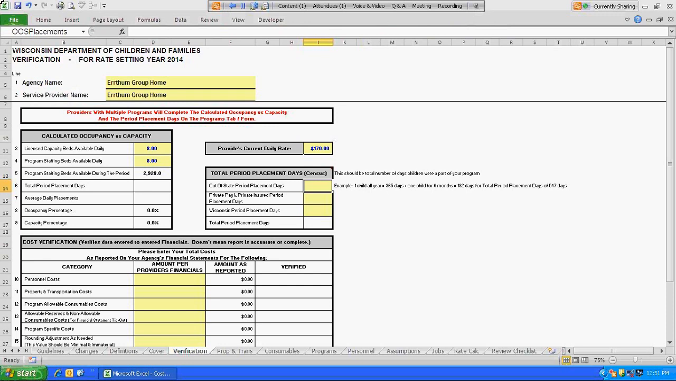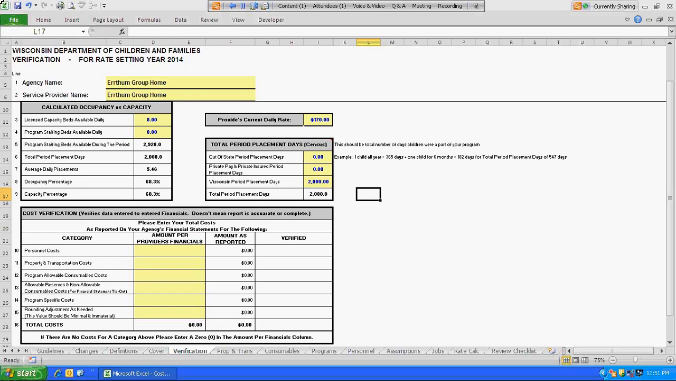In this case, for my example, I didn't take any out-of-state kids or any private kids, and my total days of placement for all kids was 2,000. You enter that, and then it'll do the calculations for you for your average daily placement, your total days, your capacity, as well as occupancy percentage. If we scroll down, the next thing it asks for is the amounts per your financials. The cost report should tie out to what is in your audit report. It might not tie exactly, but it should at least be reasonable.